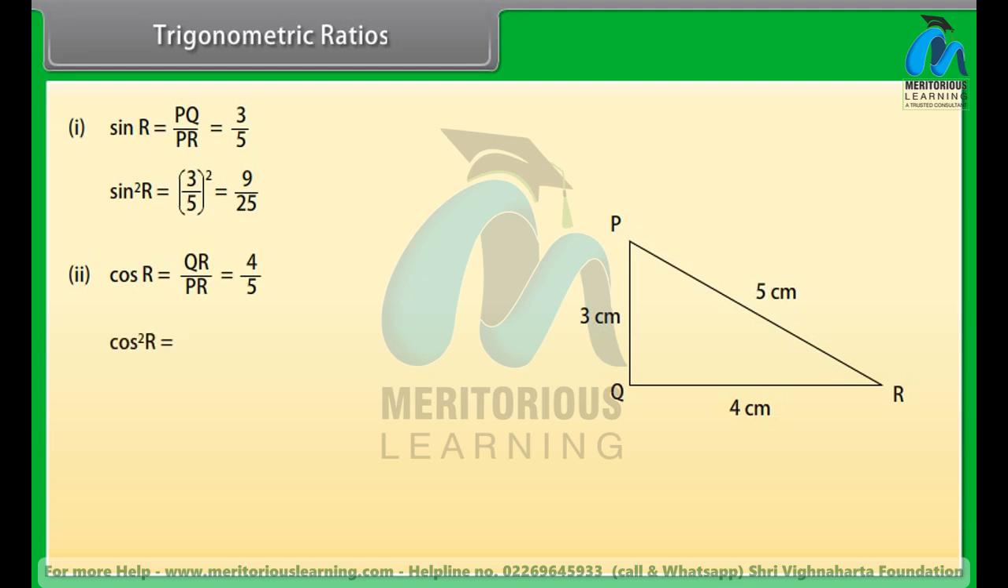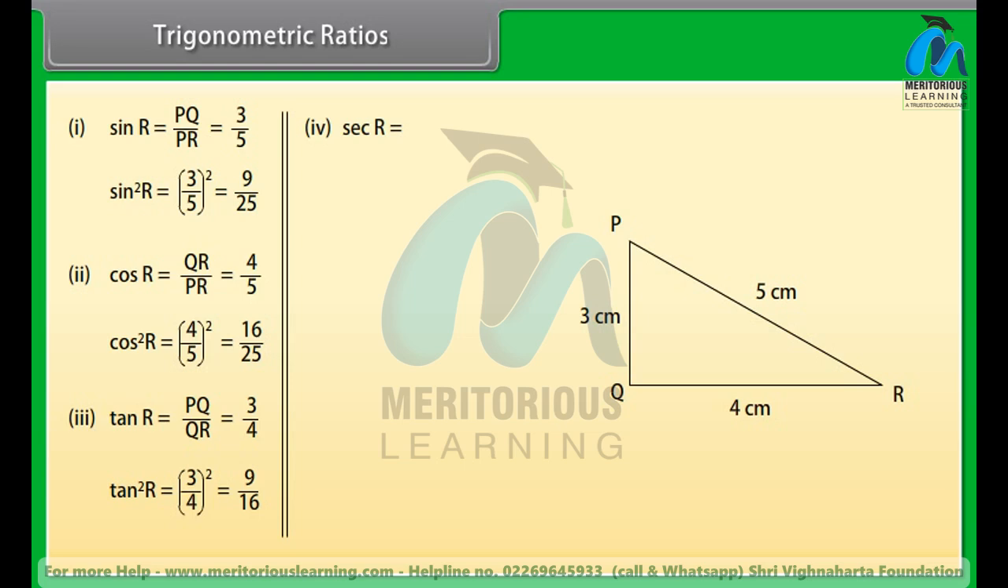Cos square R is equal to 4 upon 5 whole square, which is 16 upon 25. Tan R is equal to PQ upon QR, which equals 3 upon 4. Tan square R is equal to 3 upon 4 whole square, which is 9 upon 16. Sec R is equal to 1 upon cos R, which is 5 upon 4.